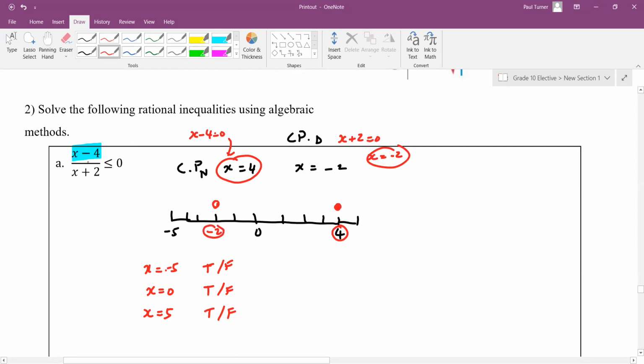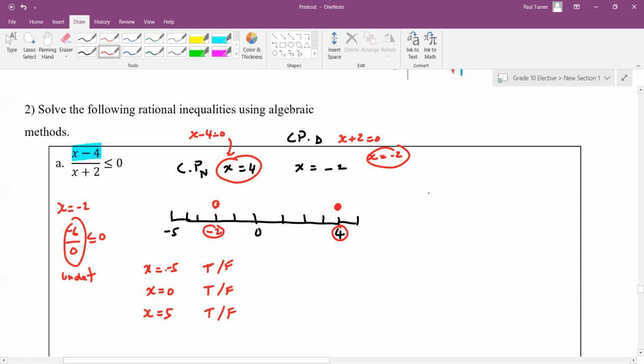Now, be aware here that minus 2 can't be a solution, because if you had x equals minus 2, we'd have minus 6 on 0. And minus 6 on 0 is undefined because you can't divide by 0. So there's no way that that equals 0, is it? So this is actually undefined. So that means that minus 2 can't be part of your answer. So that's why we used an open circle here.